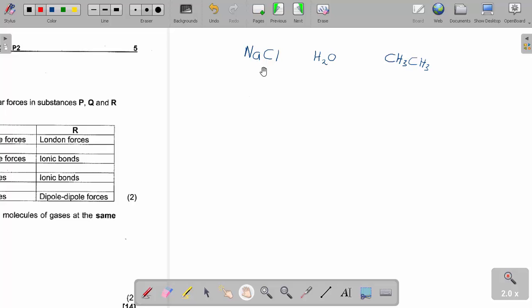Now, this sodium chloride is ionic. This water is a polar molecule.